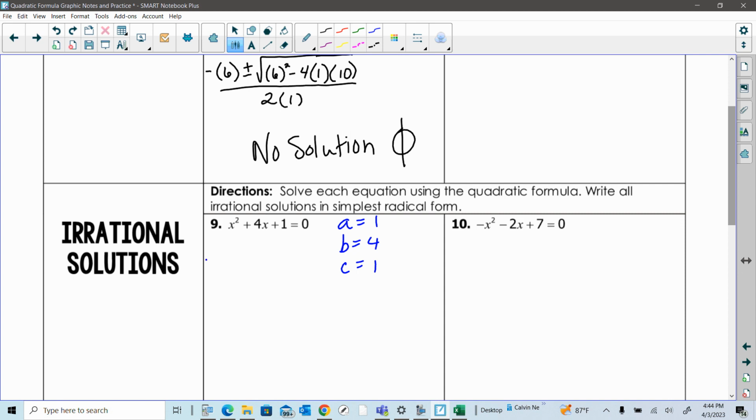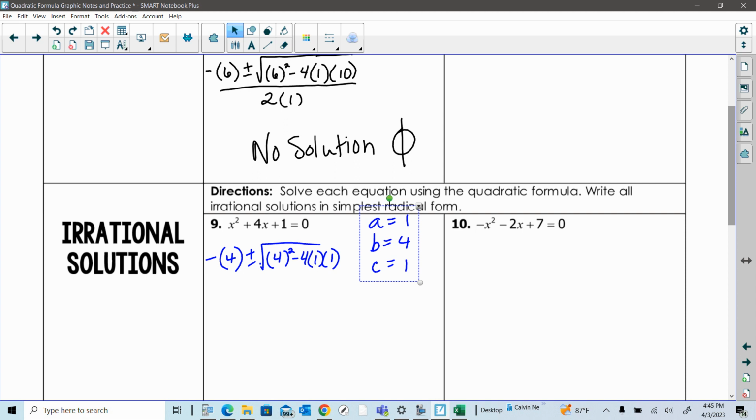So we should have negative B, which is 4, plus or minus the square root of B squared, which is 4 squared, minus 4 times A, so parentheses 1, times C, that's also 1. Sorry, I ran out of room here. Move that over. This is all over 2A, so 2 times 1.